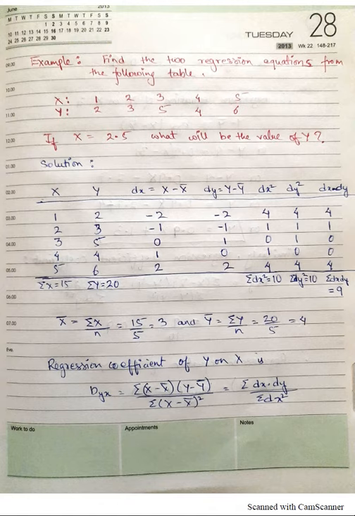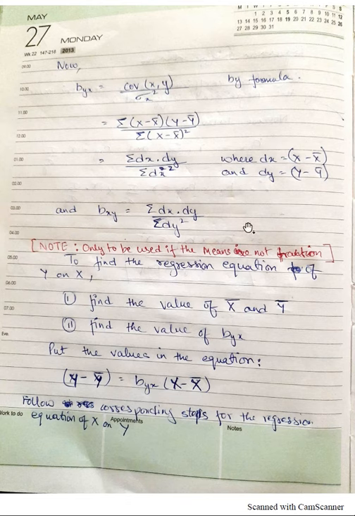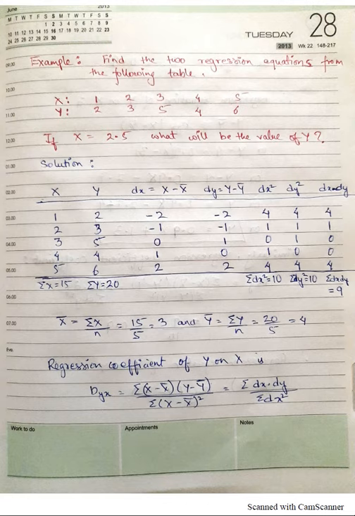So now we have x bar and we have y bar. Since x bar and y bar are whole numbers, integers and not fractions or decimals, we can use these formulas to find the regression equation. So first we'll find the regression coefficient of y on x. The regression coefficient of y on x, byx, is equal to summation of x minus x bar into y minus y bar, divided by summation of x minus x bar whole square, as per our formula here.